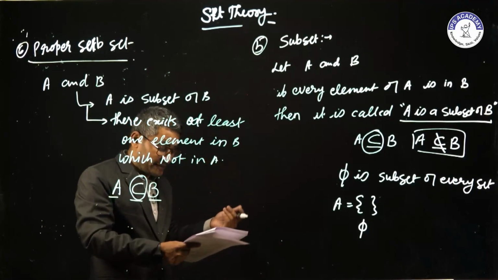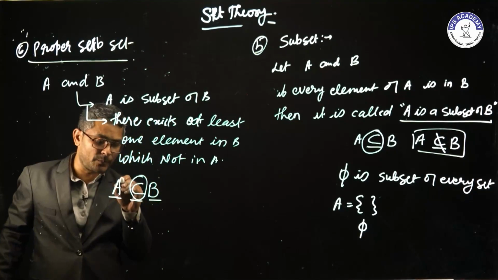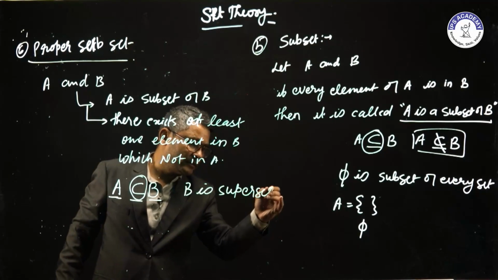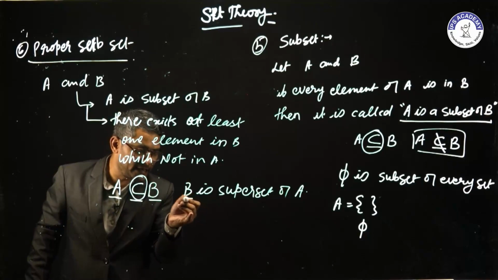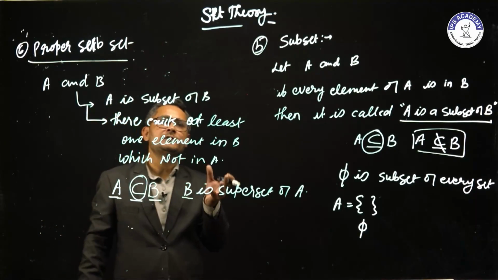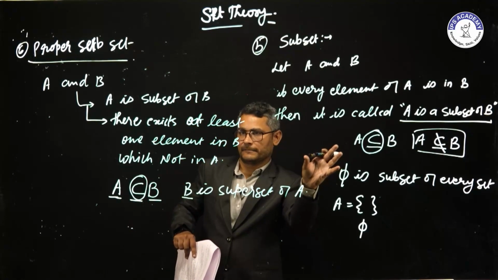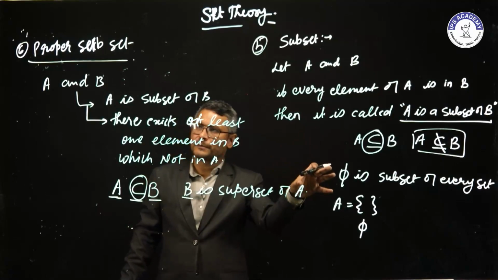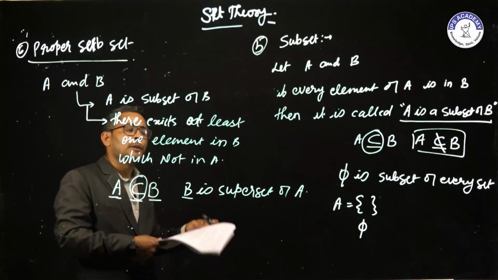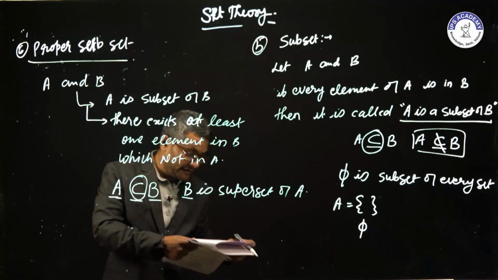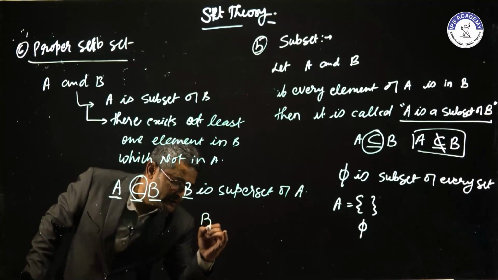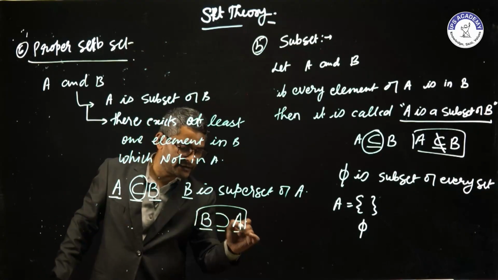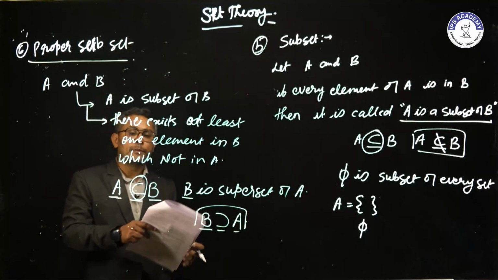Clear? When A is a proper subset of B, then B is called a superset of A, because B contains the elements which are in A but also some elements which are not in A. That means this is the proper subset of this particular thing, but B is the superset of A. You can write it like this, and if I reverse it like this, then it becomes B is a superset of A. So you read this notation as B is a superset of A, and this notation as A is a proper subset of B.